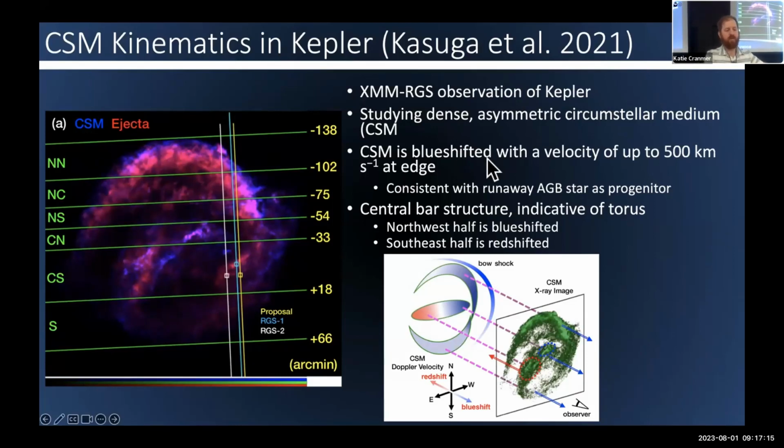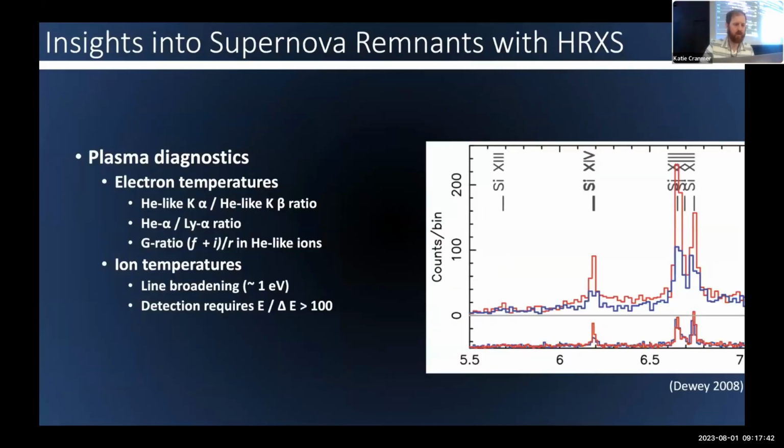They also measured the redshift and blue shift of the central structure here, and found that the northwest half was blue shifted, southeast half was red shifted, and so southeast half must be on the far side, northwest half on the near side, and so we have sort of a torus structure, which has been suggested for Kepler in the past. All right, so those were examples of kinematics.